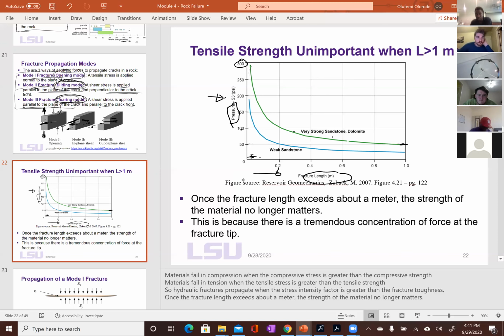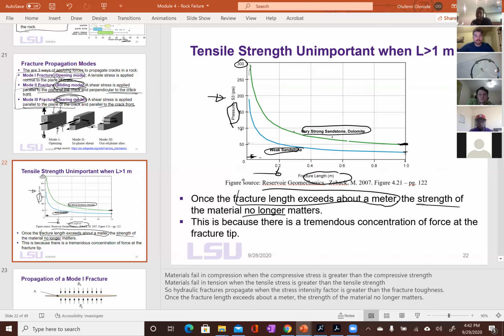propagating, which is why we say the tensile strength of the rock is immaterial. That value is the tensile strength of the rock at that length. So it's very negligible, regardless of whether the rock is very strong or weak. This is 50 psi, this is 25 psi, and you're looking at an S3 value of, say, 10,000 psi. So this is really nothing. And that's the moral of the story: once your fracture length exceeds about 1 meter, the strength of the material is irrelevant.